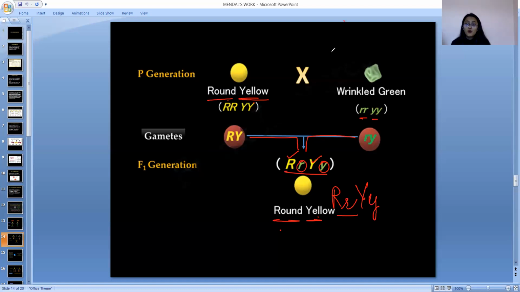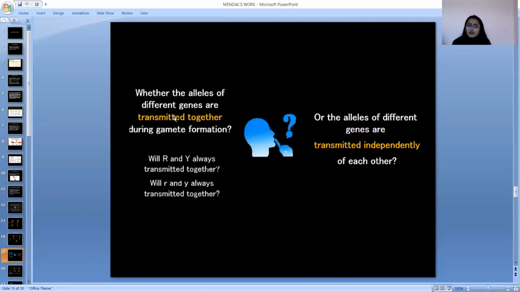Let's talk about how they represent themselves in further filial generations. अब क्वेश्चंस क्या अराइज होते हैं? Whether the alleles of different genes transmit together during gamete formation. क्या ये दोनों एक साथ ट्रांसमिट होते हैं? Will R and Y always transmit together? क्या होने वाला है? Or are alleles of different genes transmitted independently of each other? या वो एक दूसरे से independent होके transmit करेंगे? Let's take two possibilities. अब हम दो possibilities लेने वाले हैं.